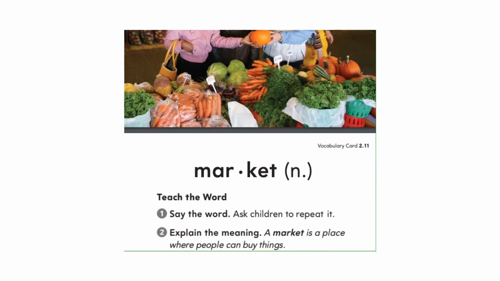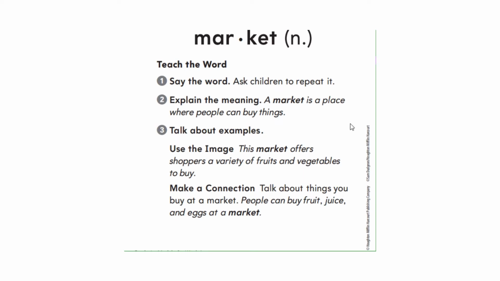A market, boys and girls, is a place where people can buy things. Kind of like a store, or more like an outdoor store. They can buy things. This market offers shoppers a variety of fruits and vegetables to buy. So there's different types of fruits. Instead of going to HEB, we can go to a market to buy what we need.